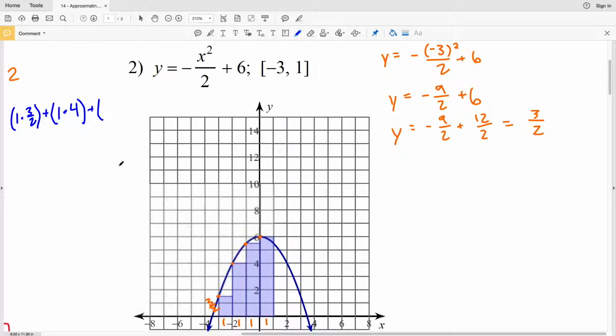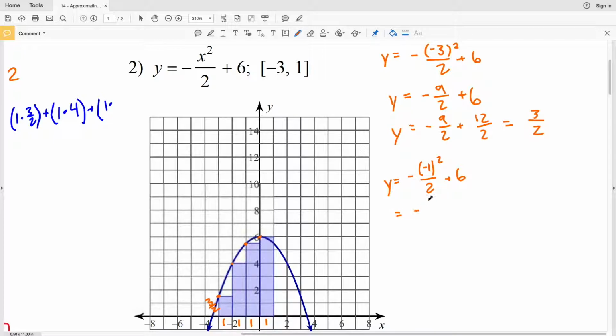And then we're going to be adding that to the area of the next rectangle, which is 1 times the length, which does not intersect the grid line evenly. So let's plug in our x value and solve for y. For this rectangle, the x value is -1. So we're going to have y equal to the opposite of -1 squared over 2, plus 6.